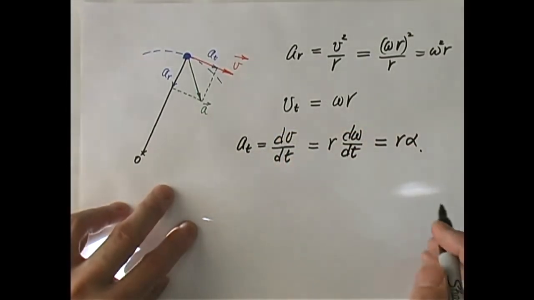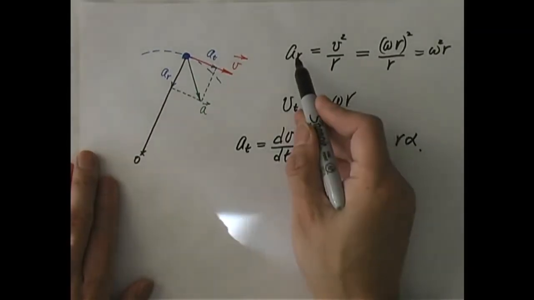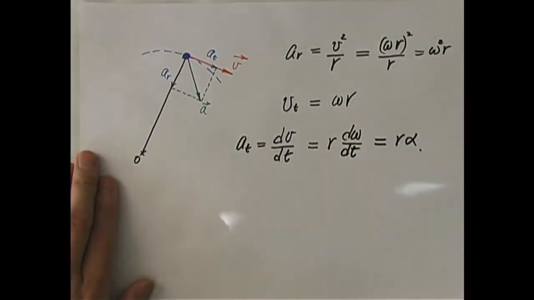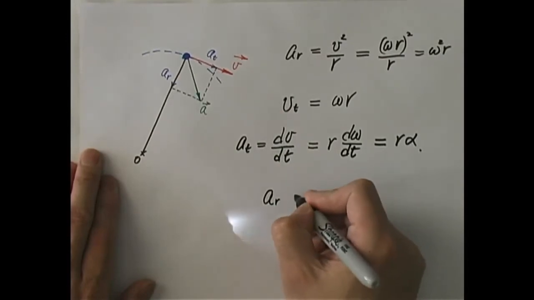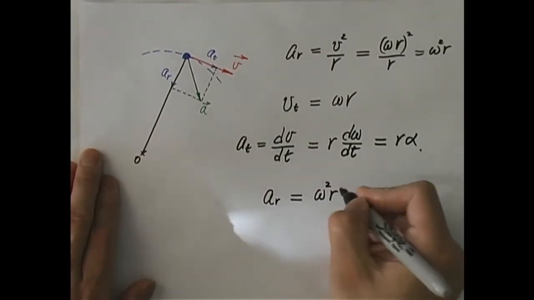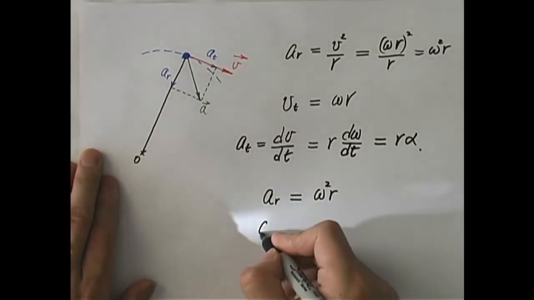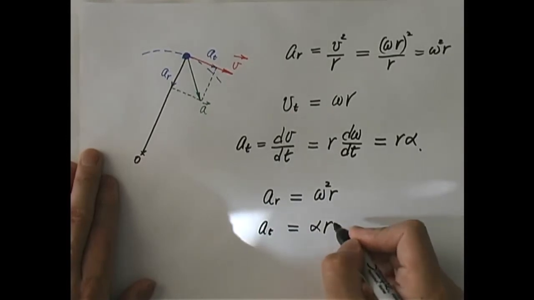See? Okay, so I have an expression for both radial and tangential acceleration. They're related to omega and alpha. So let me write them down again. Again, these expressions will become very useful. Radial acceleration, or centripetal acceleration, equals omega squared times r. Tangential acceleration is proportional to alpha, so it's alpha times r.